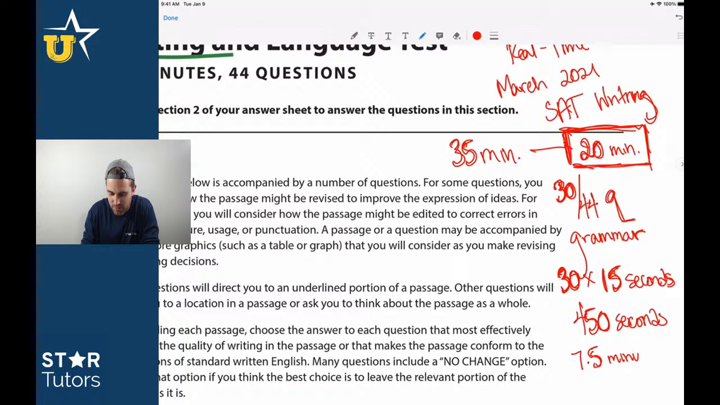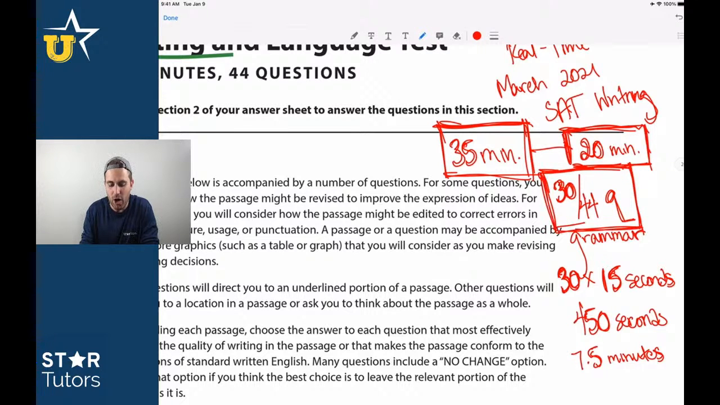7.5 minutes on the grammar questions. That leaves you with 28 minutes to answer the remaining 14 questions, like the main idea and organization. Should the sentence be placed here? What should the author add? Where should the sentence go in the passage? Whatever, right? That gives you 28 minutes to answer those 14 questions, 2 minutes per question, solely by taking the time and the effort to memorize your grammar rules.